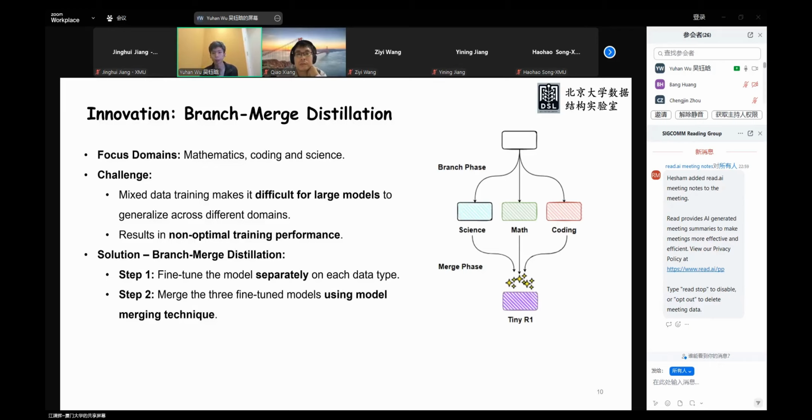To solve this, we introduce branch merge distillation. First, fine-tuning separately for each domain allows the model to learn domain-specific knowledge efficiently. Second, merging the models with a model merging technique ensures that the final model retains the strengths of all domains. This method significantly improves training efficiency and performance.